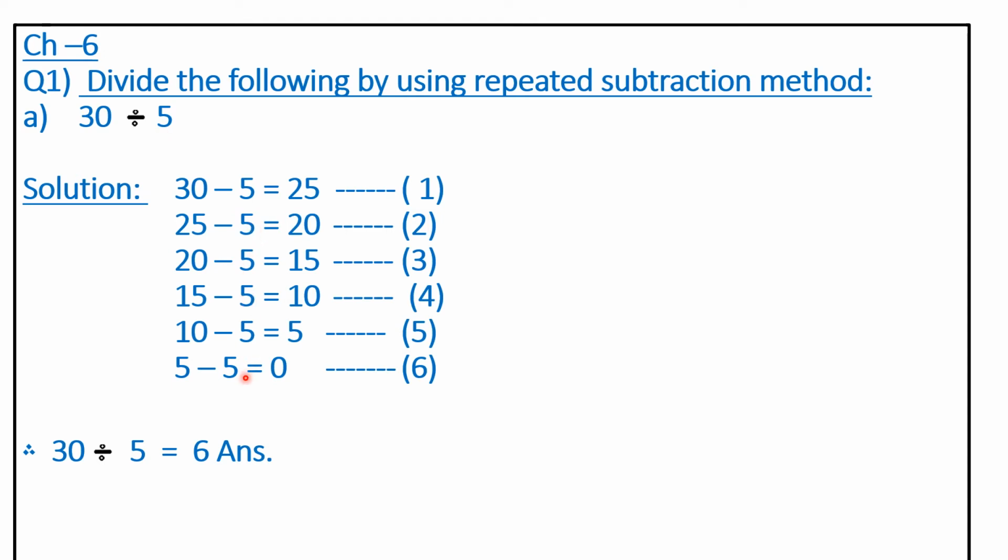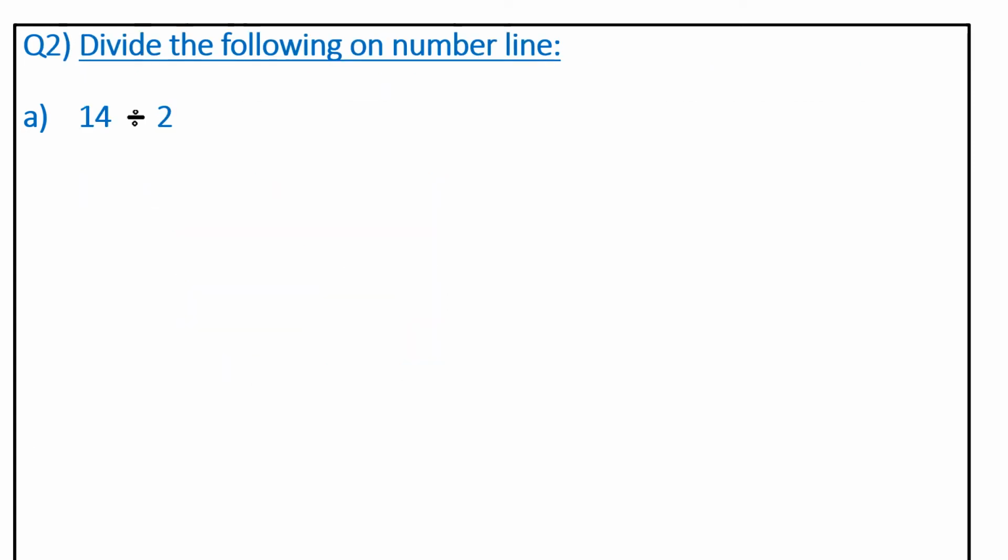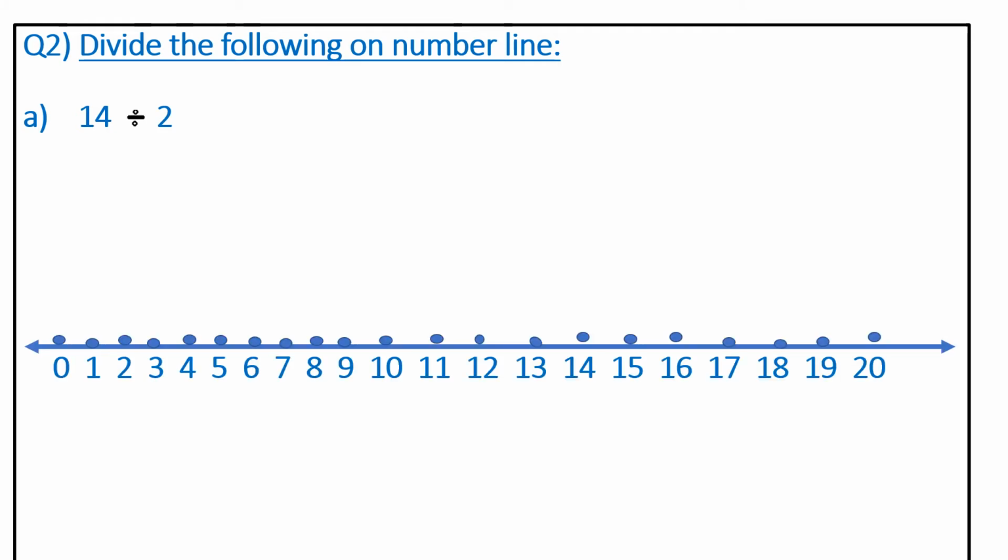Now children, just remember the next. Divide the following on number line. So you have to divide 14 by 2, 14 divided by 2, and you have to divide it on number line. So first of all, you need to draw here a number line. Okay, I am drawing. Yes, I have drawn here a number line, and you have to mark here numbers. Suppose I have marked here from 0 to 20.